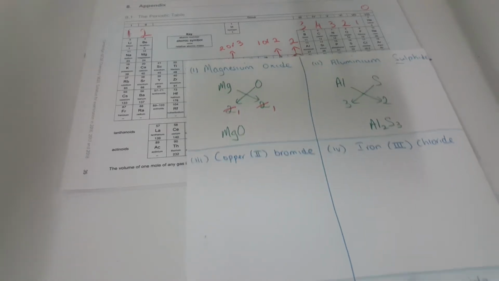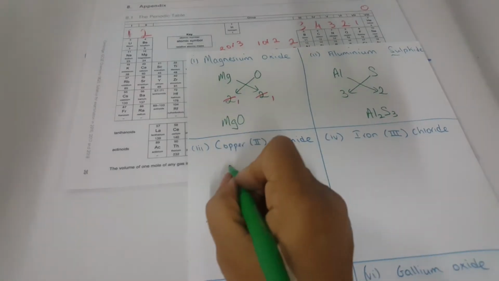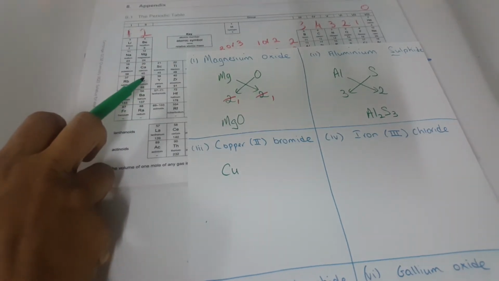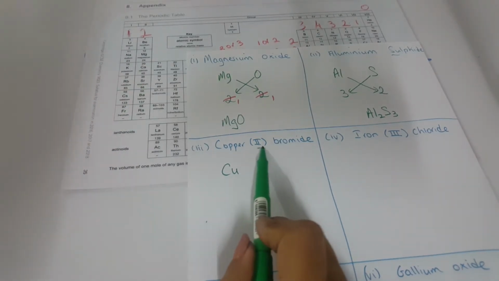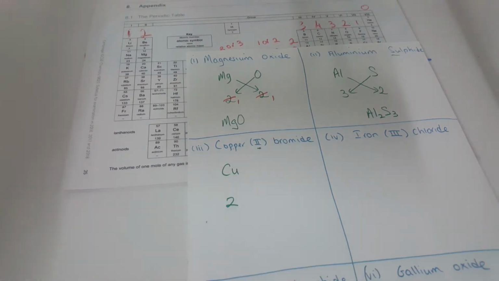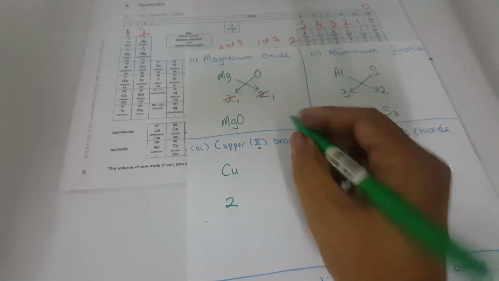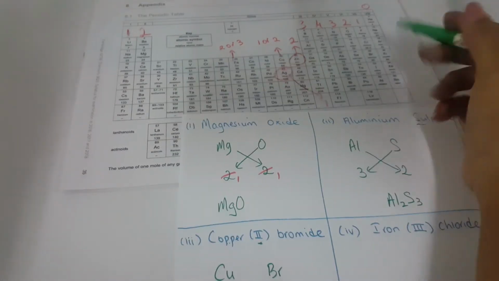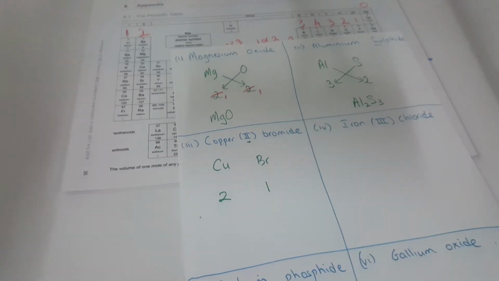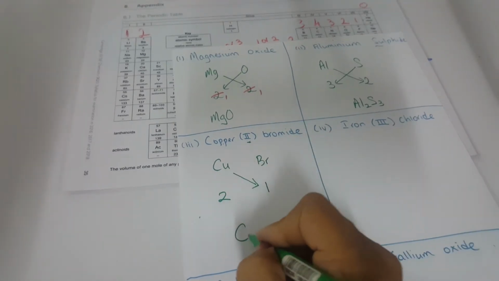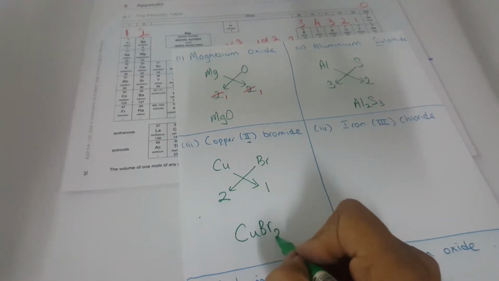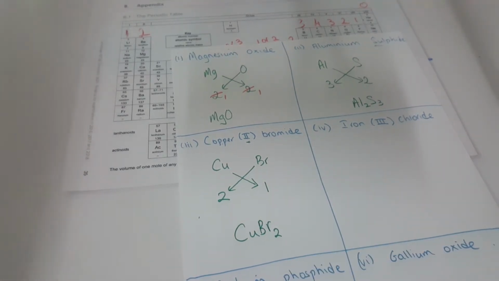Copper 2 bromide. Copper is Cu. Now you don't need to look for the valency from the periodic table because they already tell you with the Roman numeral here, which is a 2. So copper has a valency of 2. Bromide is bromine, which is Br, and Br is here with a valency of 1. Then you cross it again. So Cu1, there's no need to write 1, and Br2. So that's copper 2 bromide.